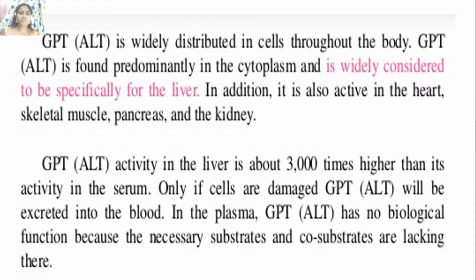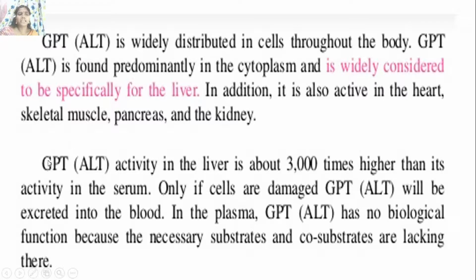These are two enzymes which are present in the serum: glutamate pyruvate transferase, also called alanine transaminase. It is widely distributed in the cells throughout the body. This GPT, glutamate pyruvate transferase, is found predominantly in the cytoplasm. It is widely considered to be specific for the liver. In addition, it is also active in the heart, skeletal muscle, pancreas and kidney. If there is damage in these vital organs, the level of this enzyme shoots up.